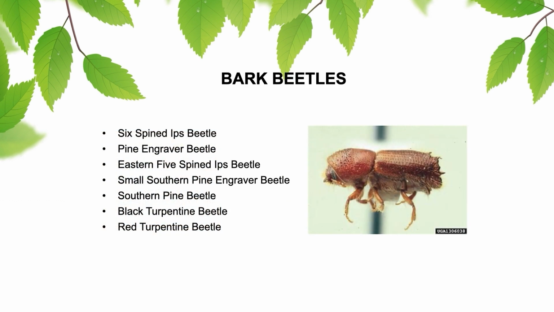The species most commonly found in the southeastern United States include six-spined Ips beetles, pine engraver beetles, eastern five-spined Ips beetles, small southern pine engraver beetles, southern pine beetle, black turpentine beetles, and red turpentine beetles.